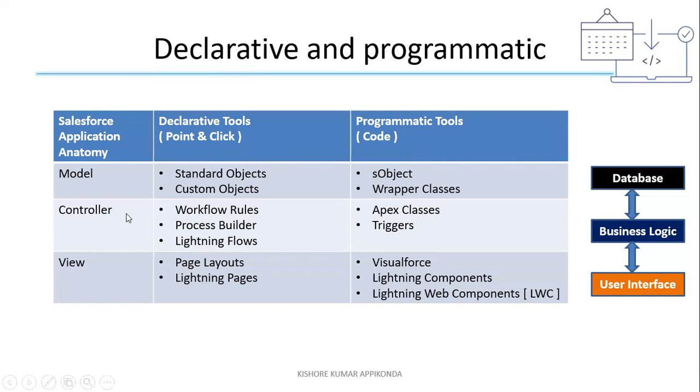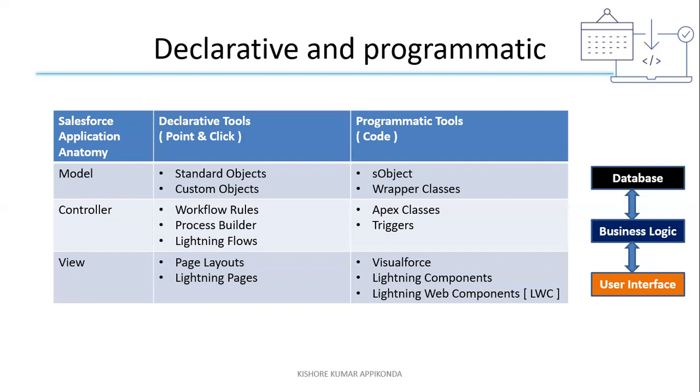For the controller, the business logic, we may call this the automation process. Automation process means whenever a record gets created or updated, some actions are performed automatically in the system. Salesforce provides some automation processes like workflows, approval processes, Process Builder, and Lightning Flows. We already discussed this in detail in our administrative class.